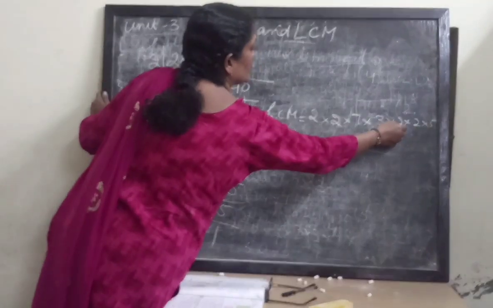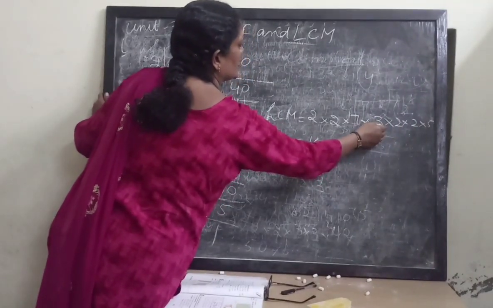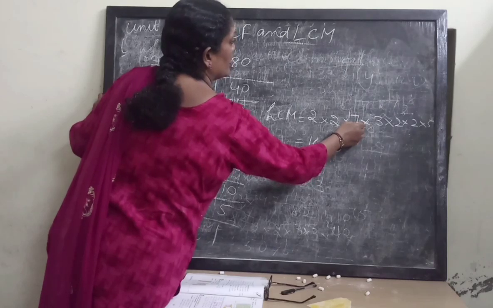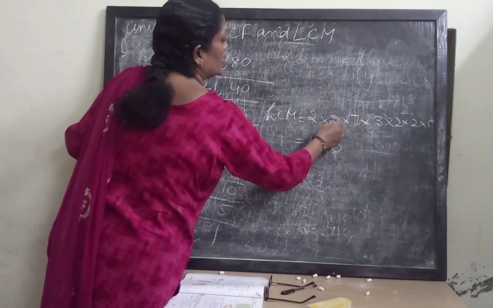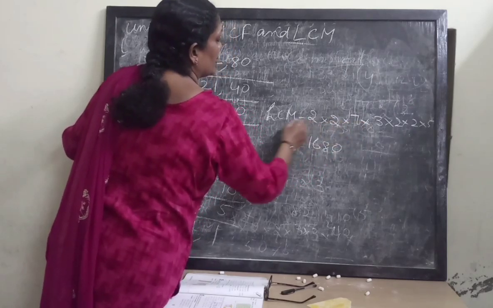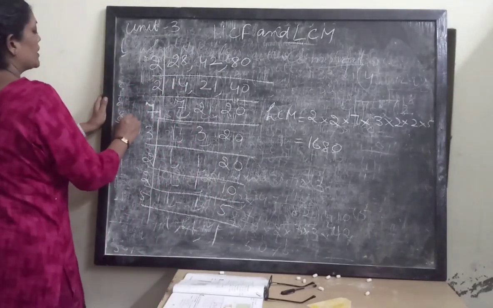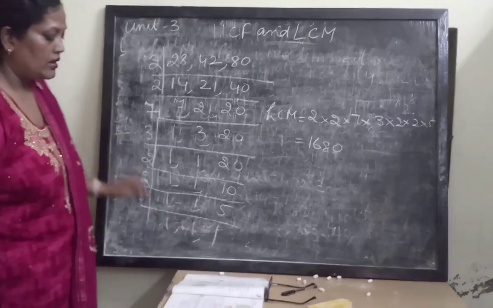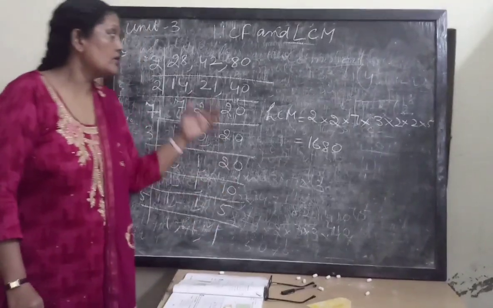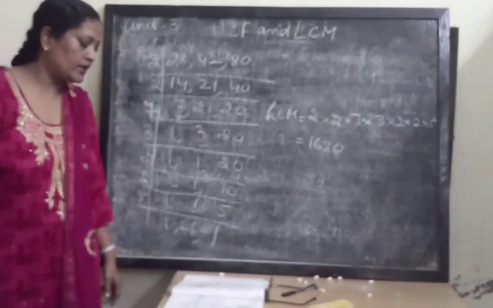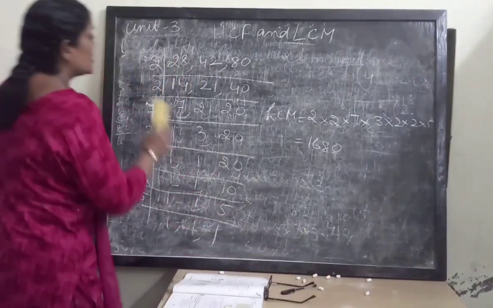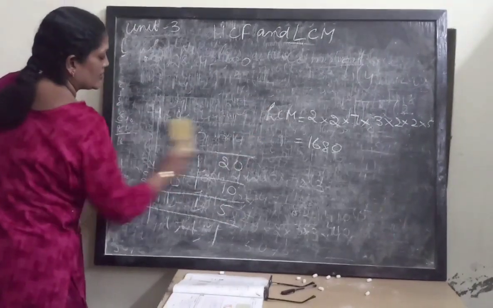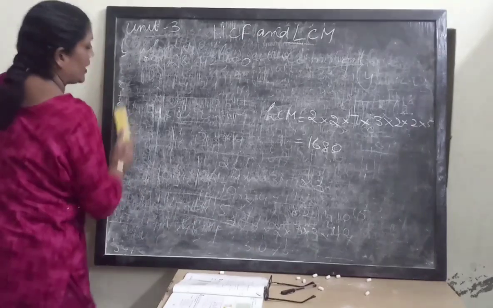Again, one more time, see the multiplication. 5 2s are 10. 10 2s are 20. 20 3s are 60. 60 into 7 is 420. 420 into 2 is 840. 840 into 2 is 1680. This is the answer. Got it, all of you? This is known as the short division method. One more sum I will teach you here. Last sum. Then I will send the notes in campus here.